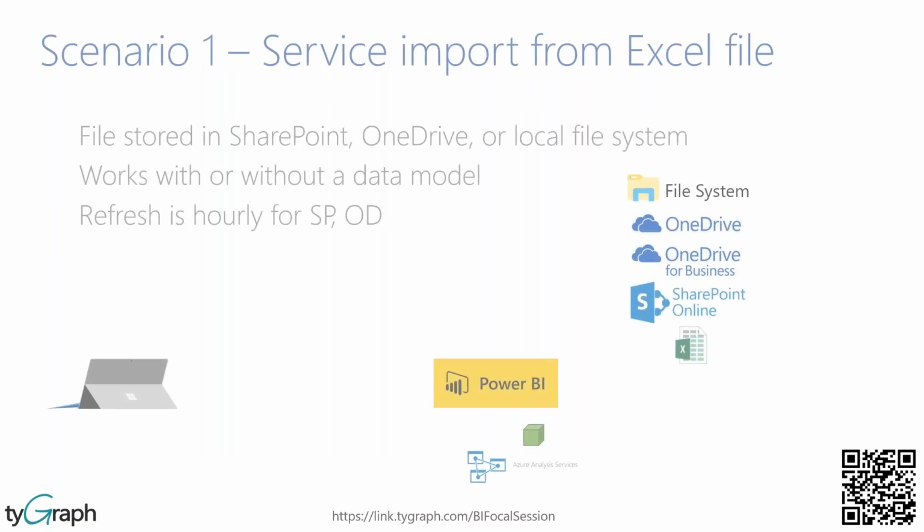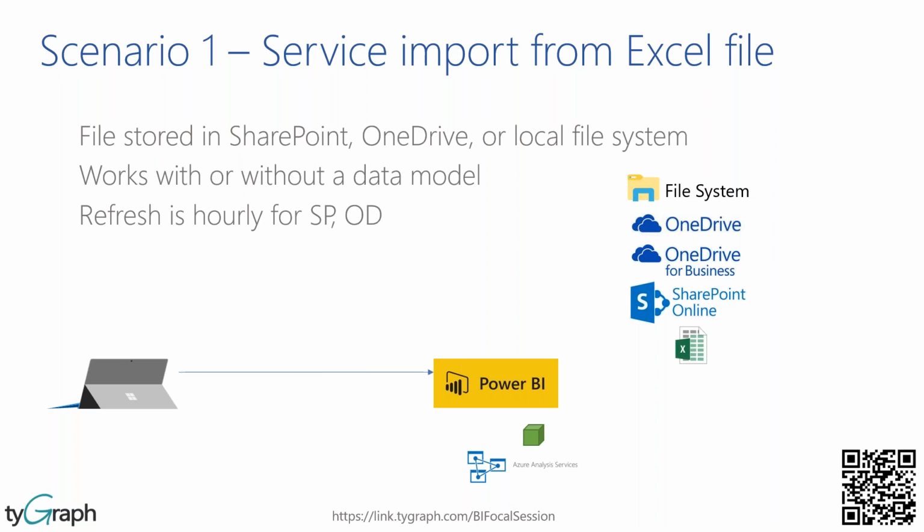So how does that look? If you're going to use the service or use a browser to import from an Excel file, that file can be stored anywhere. So as a user, I would connect to Power BI. I'd say get data. I would then go out to one of these data sources, whether it's a file on my file system, whether it's OneDrive for Business, or SharePoint Online. I'd connect to it. The service then takes the data from the Excel file and builds out essentially a cube.